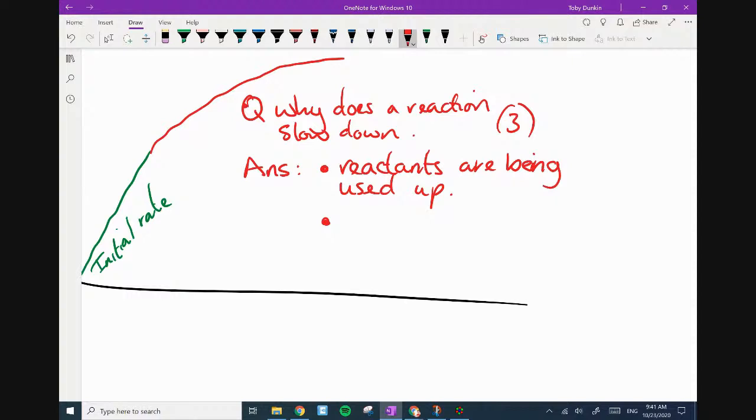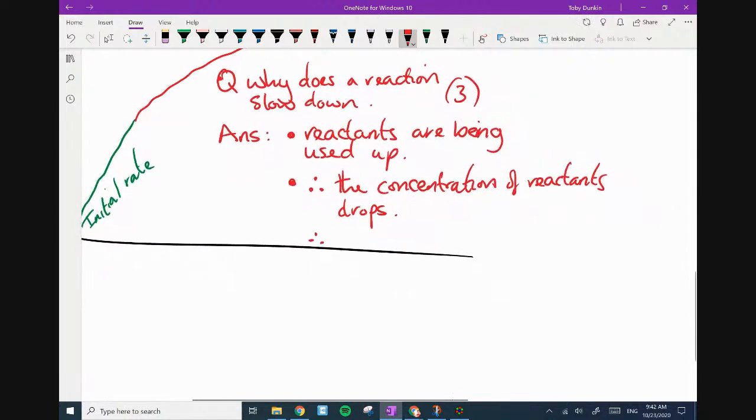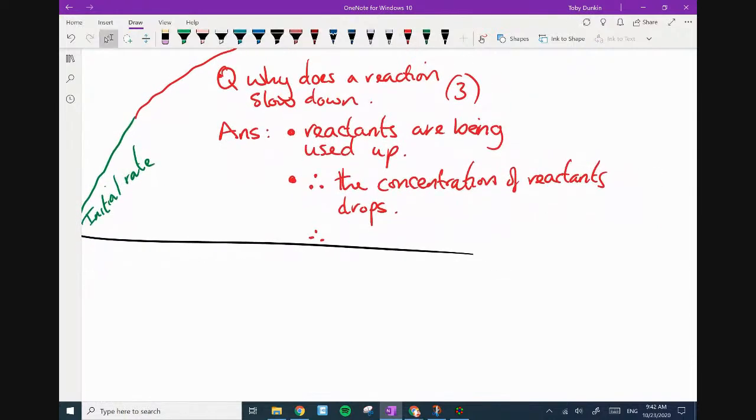I'm going to reorder it. So the first one is Ben's answer. Ben and Kieran actually have the same answer. Reactants are being used up. Therefore, the concentration of reactants drops. There are fewer particles per unit space. Concentration of reactants drops, so that is the same as there are fewer particles per unit space. We're stating it in concentration. If you want to put the particles per unit space as well, you can, but it's the same thing.